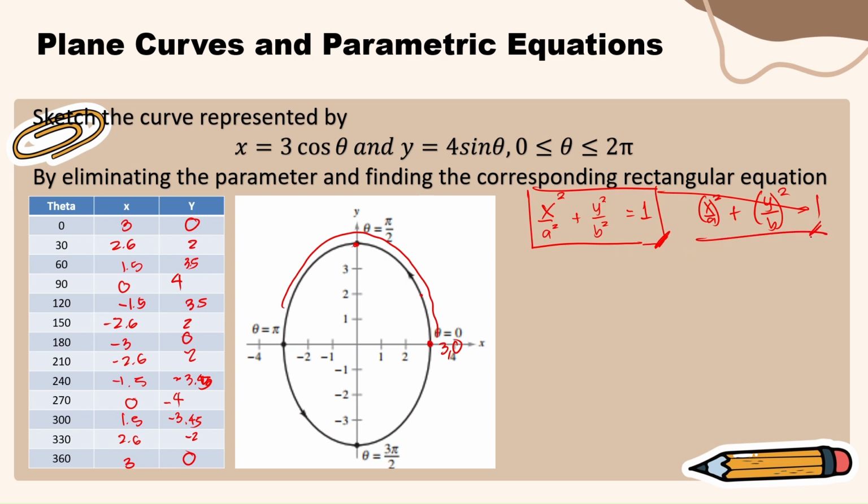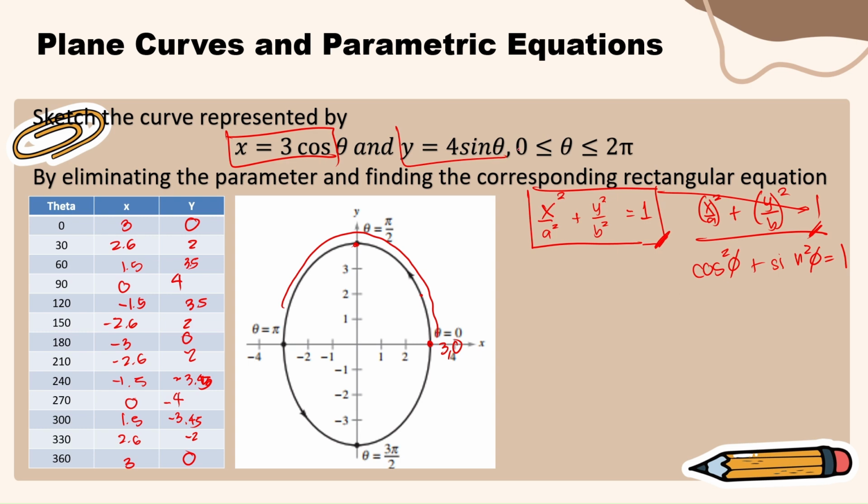So, ano kayang kamukha nito? Ito is medyo kamukha sa Pythagorean identity, which is cosine squared theta plus sine squared theta is equal to 1. And that can be related dito sa ating parametric equation. So what we have is x is equal to 3 cosine theta and y is equal to 4 sine theta.